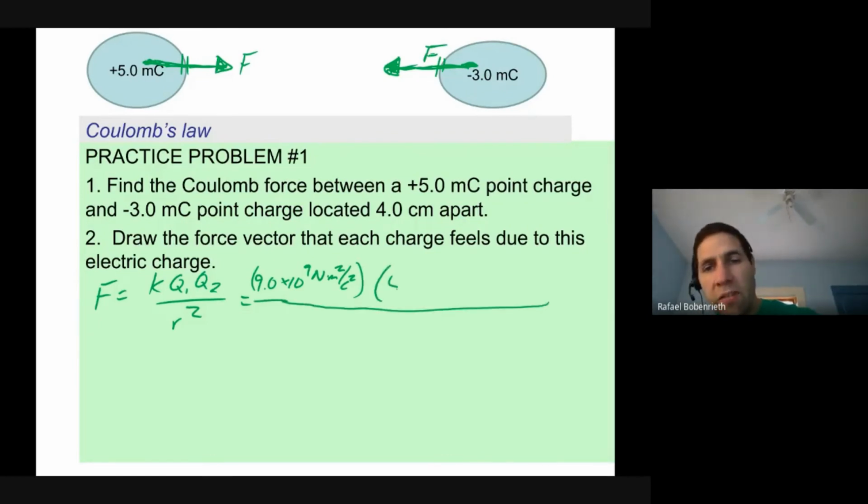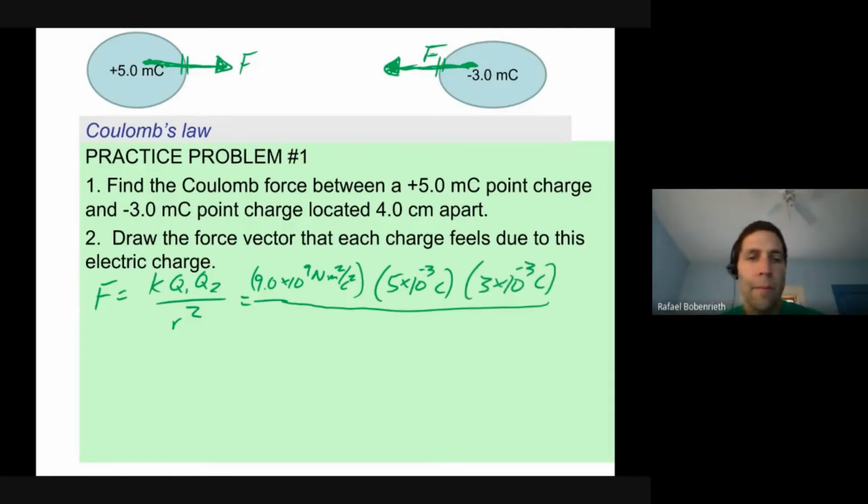The first charge is 5 millicoulombs, so milli is 10 to the negative 3 coulombs. The second charge is 3 millicoulombs, so that's 3 times 10 to the negative 3 coulombs. And then the distance between them is 4 centimeters. I have to convert that to meters, so 0.04 meters, squared. By the way, that's one of the most common mistakes I see students make. They don't convert from centimeters to meters, or they don't put all these in the correct order. And then the other common mistake I see students make is they don't square the bottom.